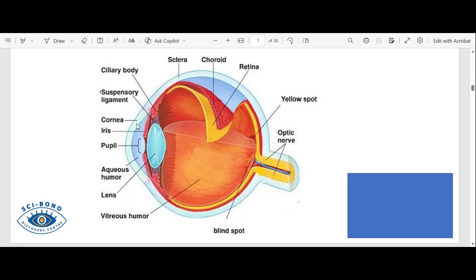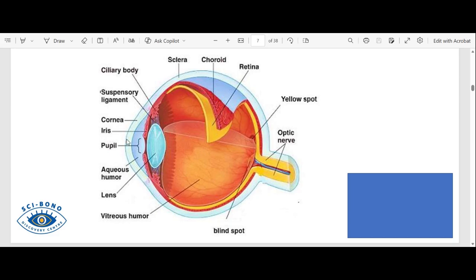So what's the function of the cornea? But let's look at the structure of the cornea. The cornea is convex. Why is it convex? Because it helps in the refraction of light. And also the cornea is transparent. Why is it transparent? Because it allows light to pass through. Anything that's transparent allows light to pass through. I hope that makes a lot of sense.